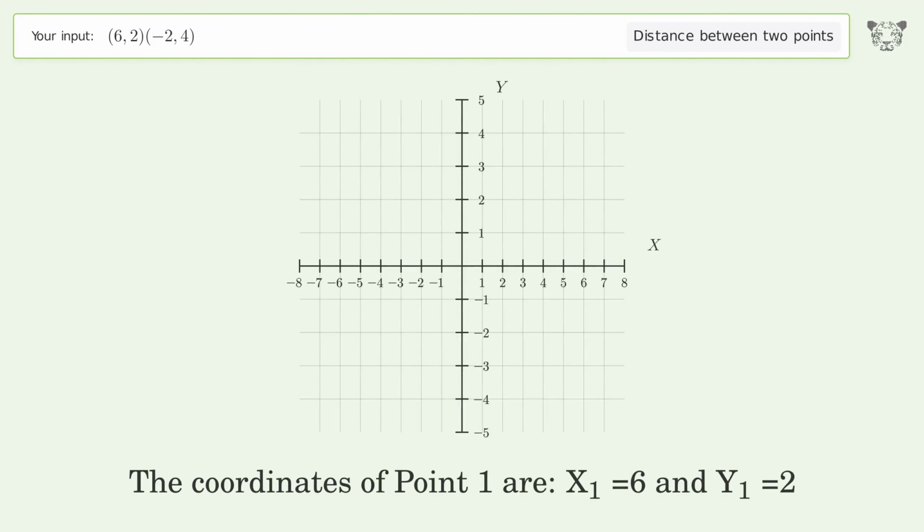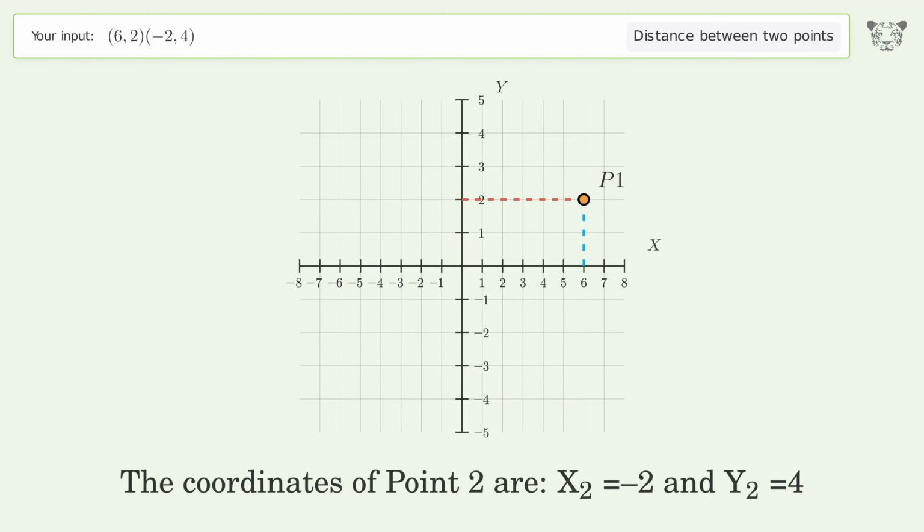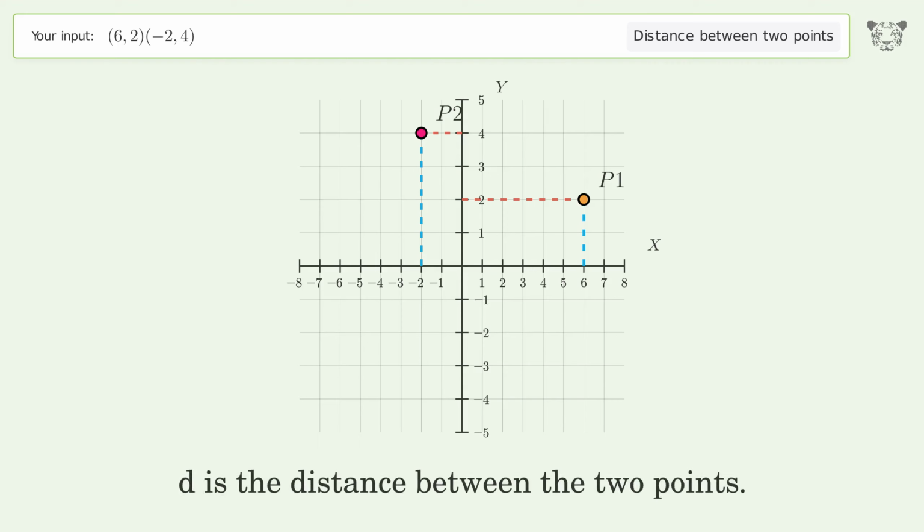The coordinates of point 1 are, x1 equals 6 and y1 equals 2. The coordinates of point 2 are, x2 equals -2 and y2 equals 4. D is the distance between the 2 points.